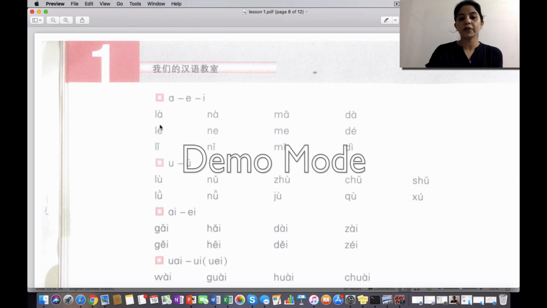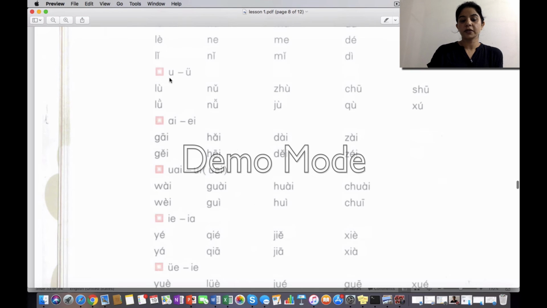Okay, so here when I'm reading la, le, li, you have to read all these words from top to bottom, so that you can understand the differentiation between a, e, and i. Similarly, here they are trying to differentiate between the normal u and the special u. So lu, lü. Similarly, you can try all those things.